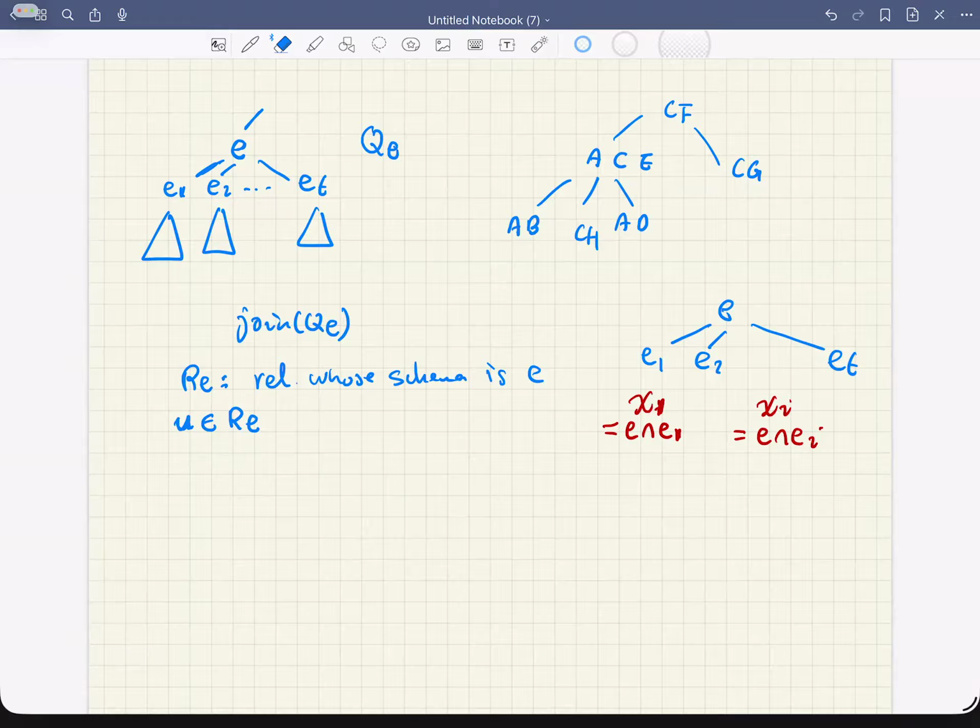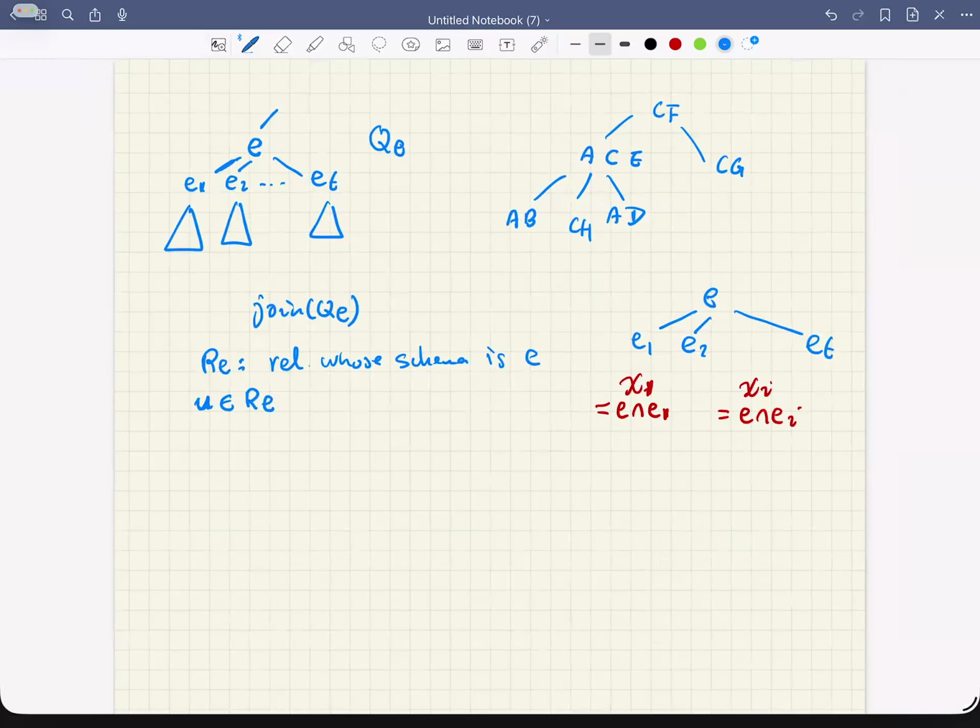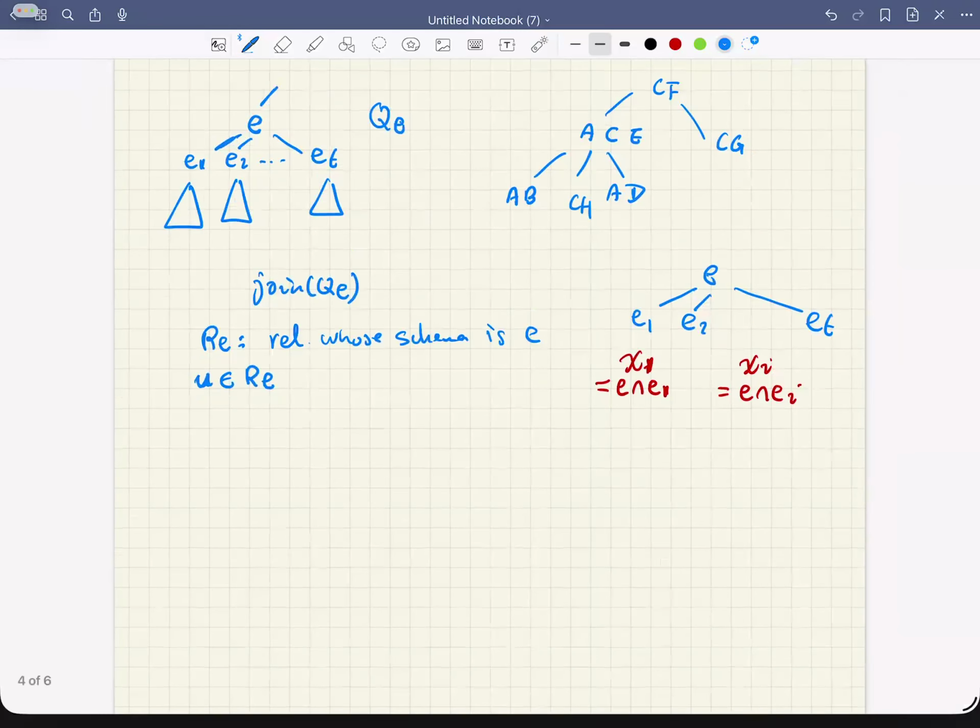Same here. This H is specific to this subjoin, and this D is specific to the other subjoin. Therefore, if you look at these tuples, once the common attributes A and C are determined, you will see a Cartesian product later on. Let's go into further details.